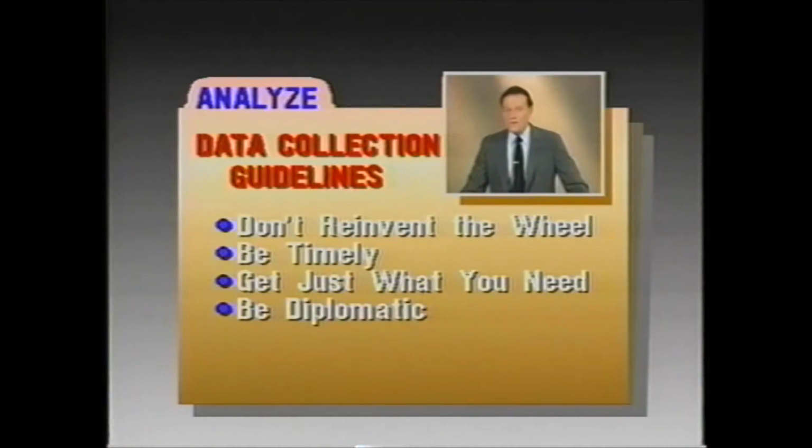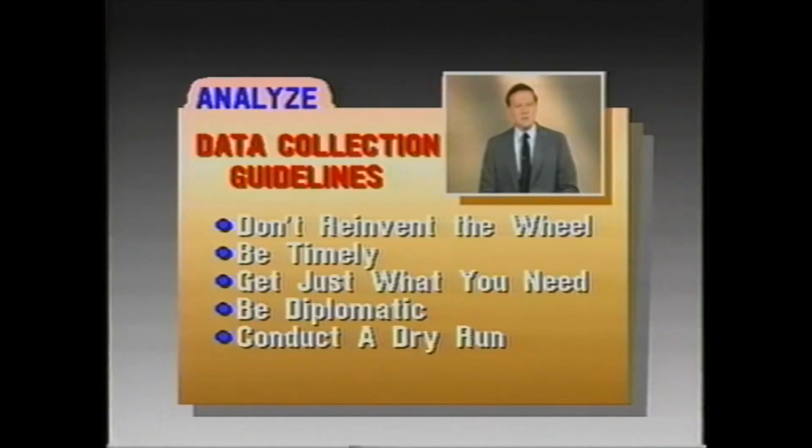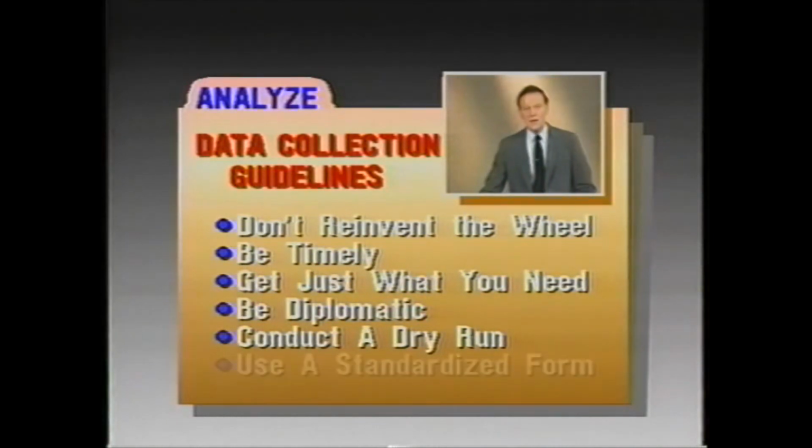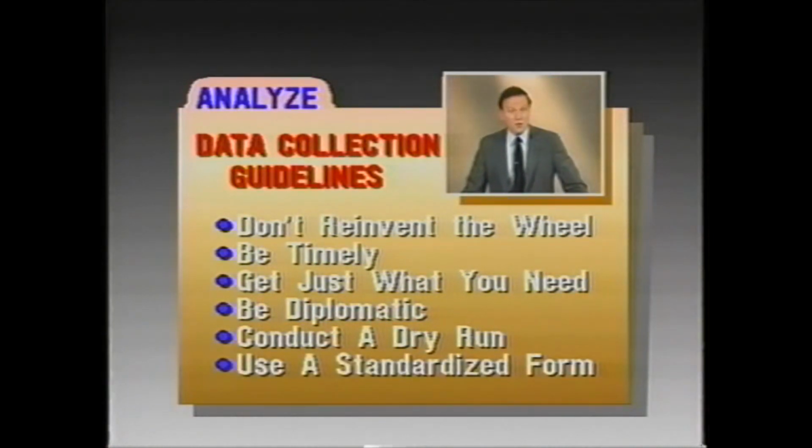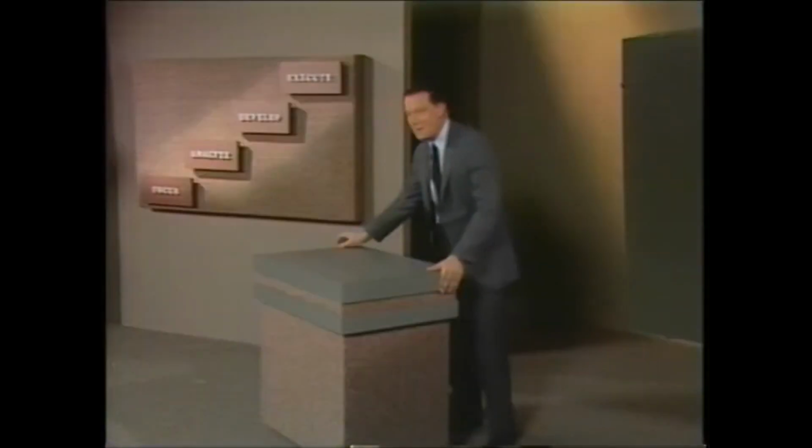It's also very important that you be diplomatic when you collect information and not ruffle anyone's feathers. One way to help you do that is to conduct a dry run and practice a little bit with the members of the team. It's also very important that you all agree on a standardized form so that when you bring the information back, you're comparing apples to apples. After you collect the information, you now have to process it. You have to look at it to see if there are any patterns in there that make good sense to you. Now, a very helpful way of analyzing information so that patterns emerge is to use Pareto analysis.